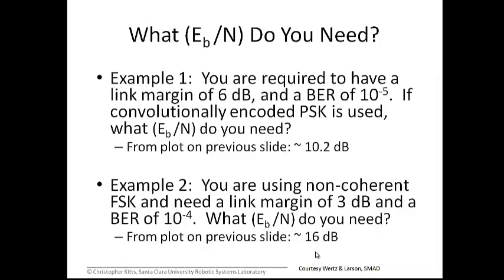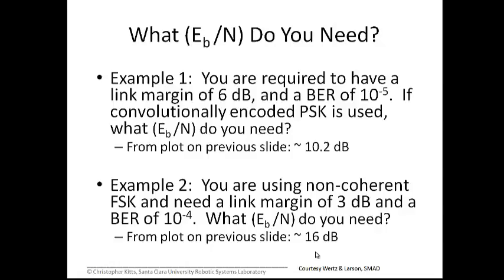So here are a few more examples if you want to go and practice this. I'm giving you a couple different data points. The first one, I'm requiring a certain link margin. I'm giving you the error rate. And I'm telling you that we're using convolutionally encoded PSK. I'm asking you what signal to noise do you need. If you look at that exercise, hopefully you come up with about 10.2 dB.